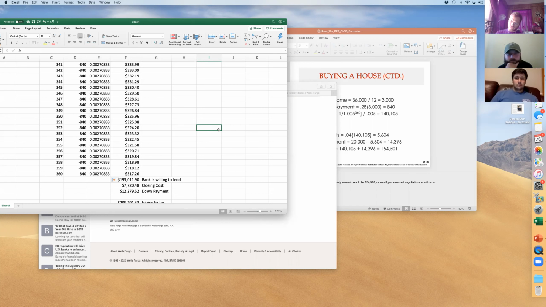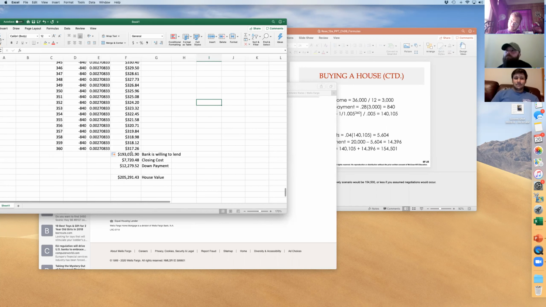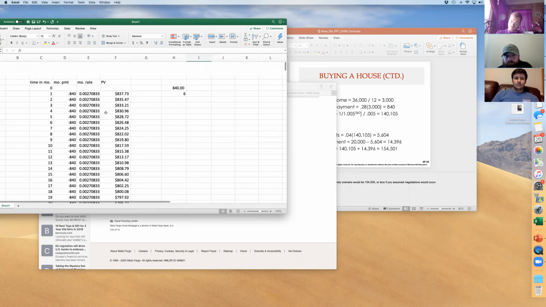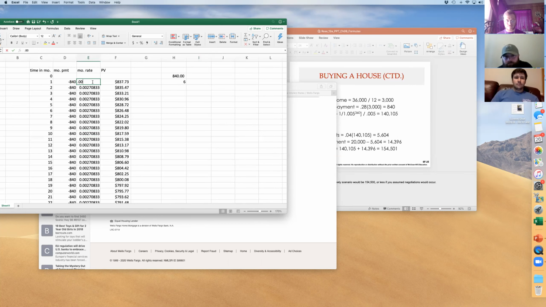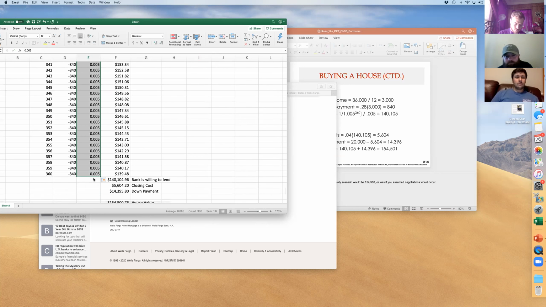You want to do this the easier way? The easy way to actually come up with this number, and let me put our interest rate back to what it was in our original problem, 0.005. Okay, so I'm reproducing that $140,000 number. That is just equal to present value. Interest rate is 0.005. That's a monthly interest rate. The number of periods is 360.